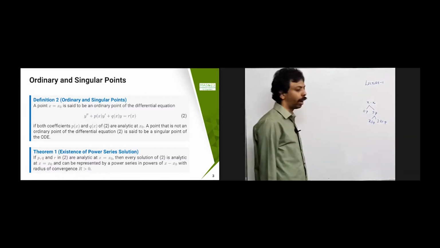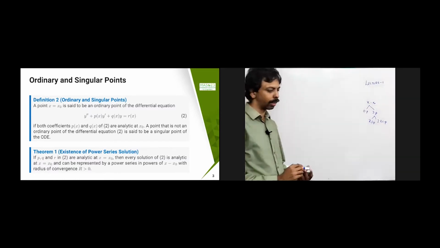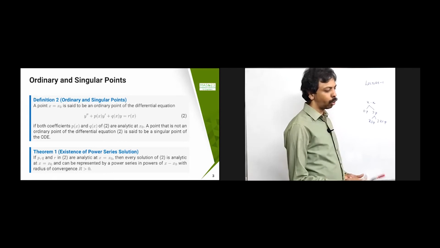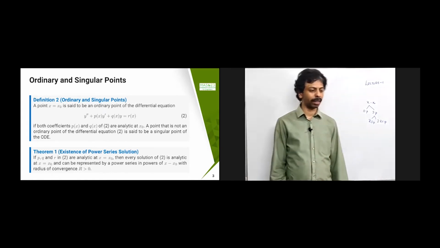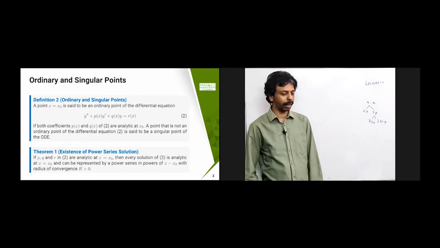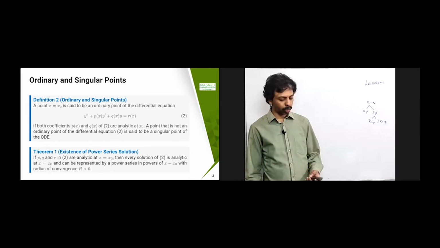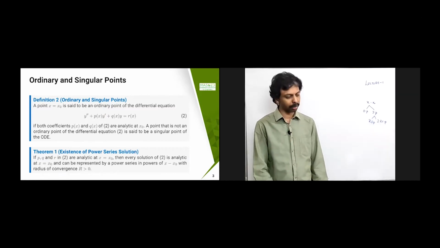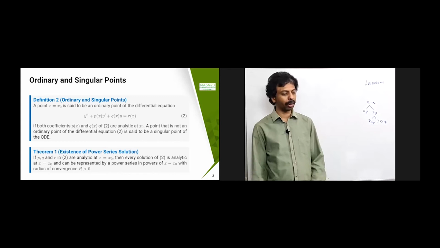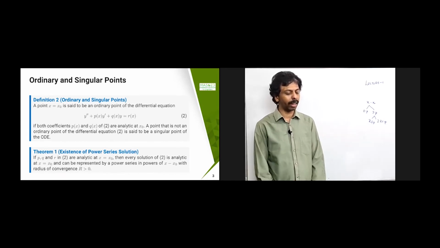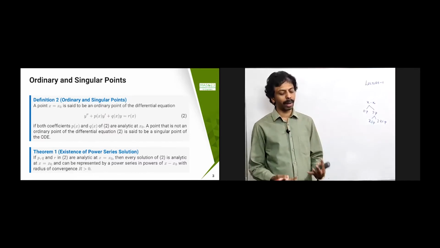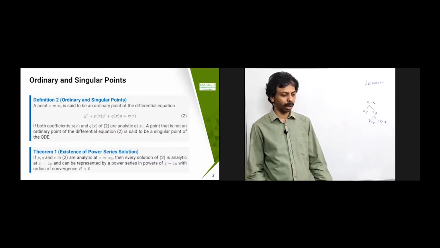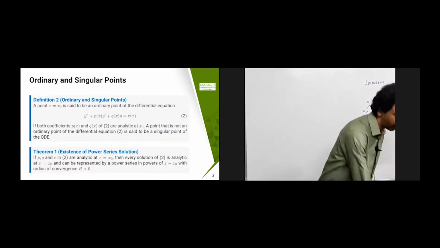Now I have another theorem. Suppose p of x, q of x and r of x are analytic in the given second order linear ODE, then we can say that at least one solution is going to exist. The y of x is also going to be analytic, and that can also be represented by a power series, and the radius of convergence for x minus x naught is going to be positive. Okay, you are going to have a positive radius of convergence.